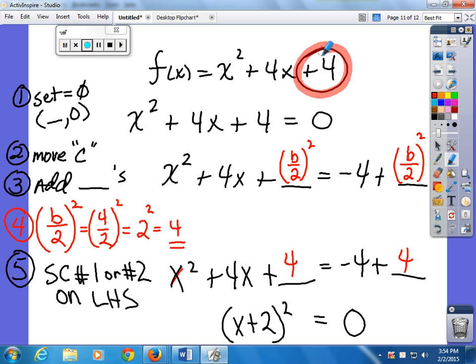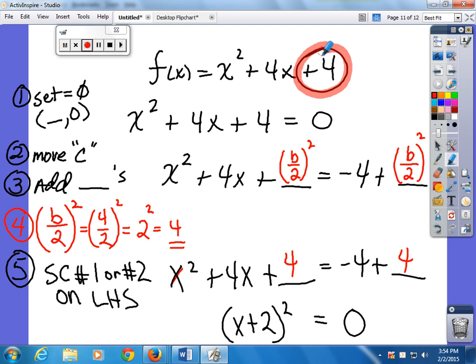Now, just a show of hands, just for me, how many people have never seen completing the square? Don't be shy. Okay, so there's 4, so that means there's probably 8 in here that haven't seen it. Okay? Get used to it, because this is what you're going to be doing for the next 2 weeks.